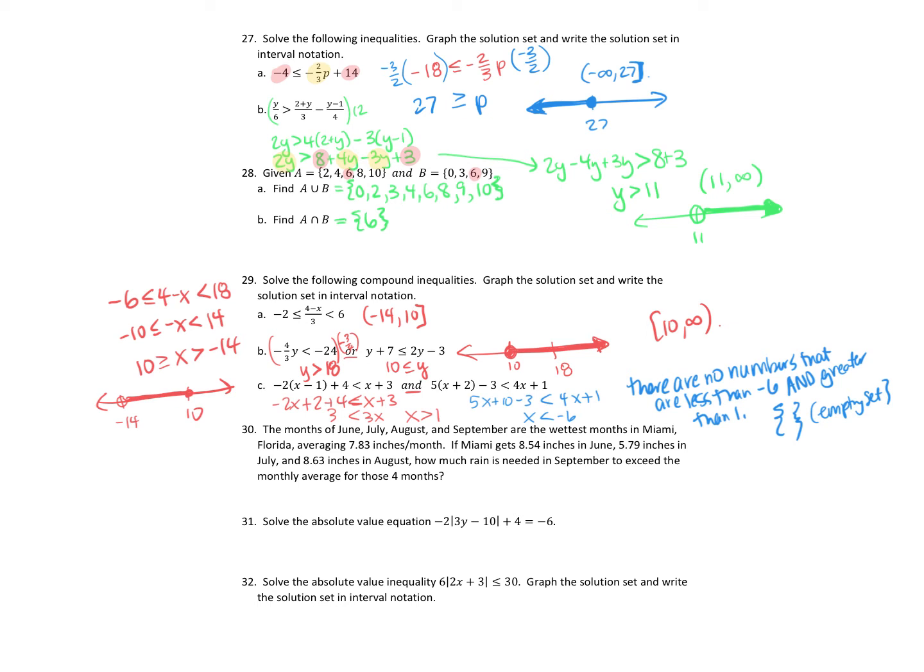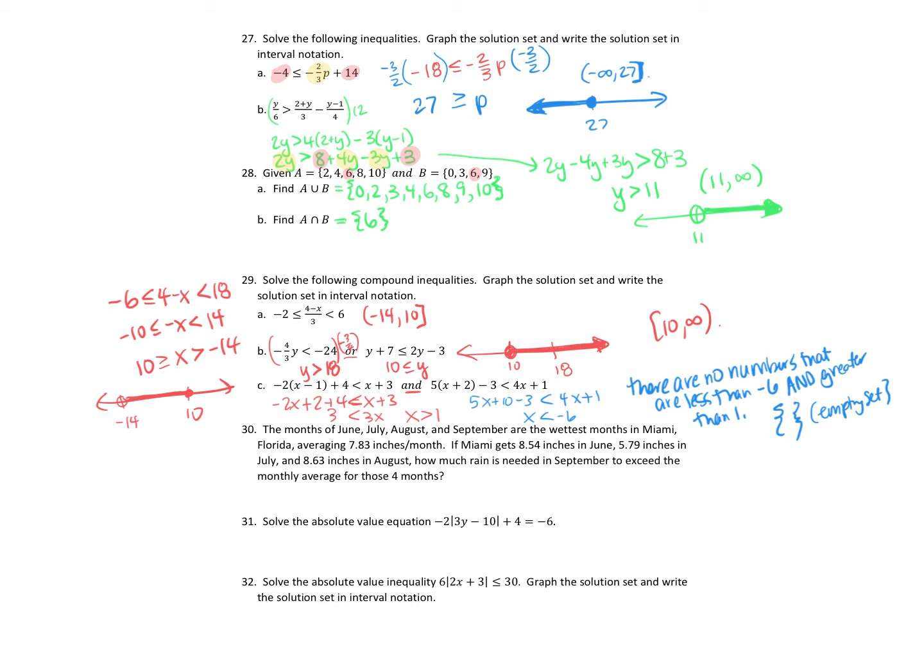Okay, so number 30 says the months of June, July, August, and September are the wettest months in Miami, averaging 7.83 inches per month. If Miami gets, okay, that, and that, how much rain is needed in September to exceed the monthly average for these 4 months?